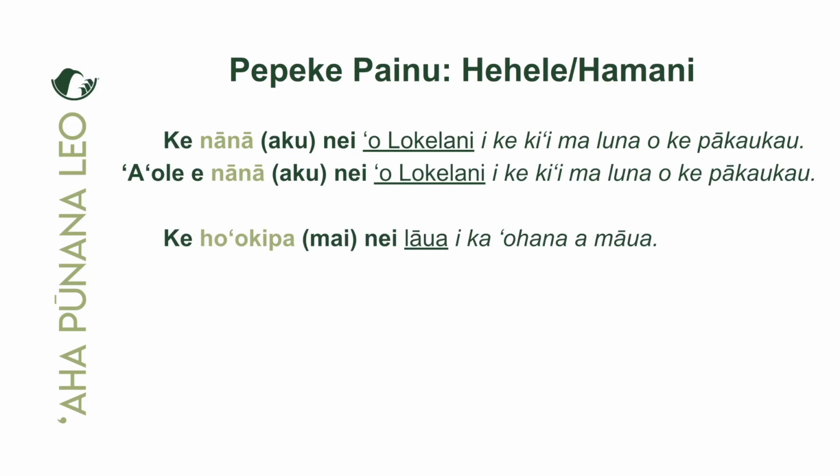Ho'okipa. Somebody's hosting somebody. Okay, so let's take a look at this. Ke ho'okipa mai nei. All right, mai is the direction. Ke ho'okipa mai nei who? Laua. Oh, laua is the piko. Laua is the two guys. Them two, right? Who are they two hosting? I ka 'ohana a maua, the family of us two.